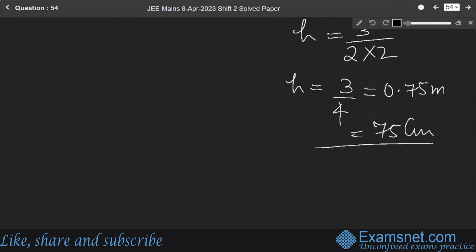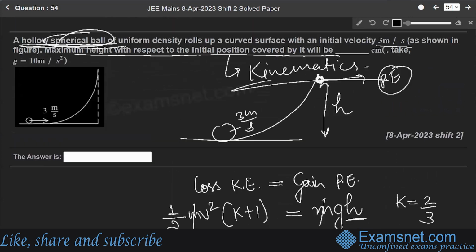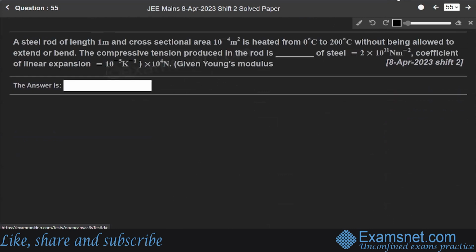So our answer is 75 centimeter. Now next question. So students, now solving our next question, question number 55.